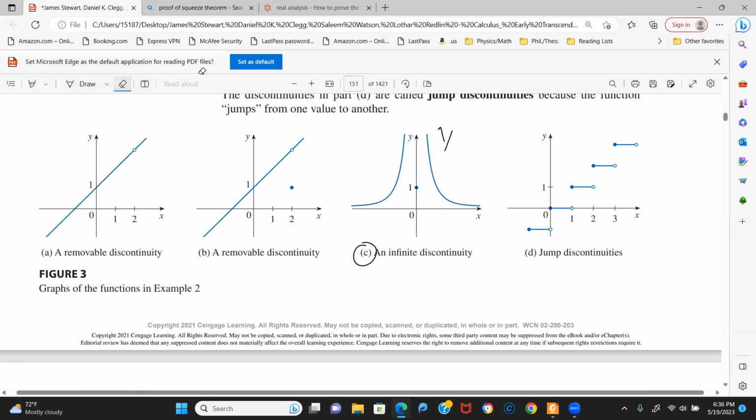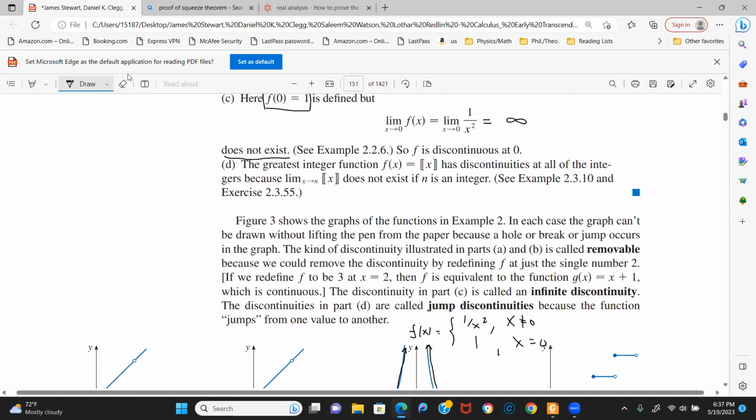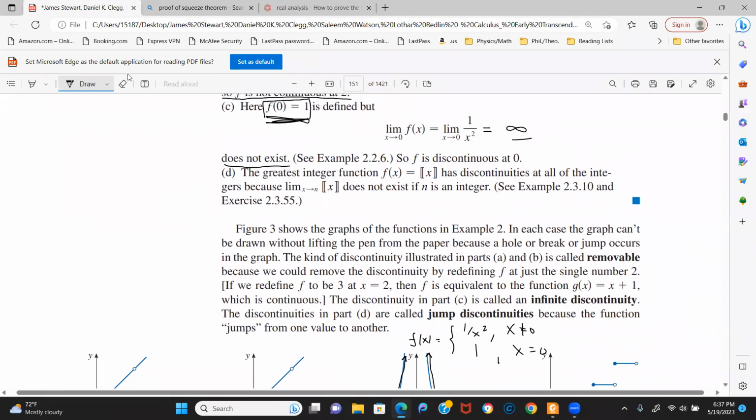What's the graph of f of x? So this part C is the graph. f of x is equal to 1 over x squared when x is not 0, and then 1 when x is 0. So when x is 0, f of x is 1. And as you get close to 0, but not equal to 0, the function goes off to positive infinity on either side. So the limit does exist. It equals infinity, but that's definitely not equal to 1. So they don't agree. So this is going to be an infinite discontinuity, as it says.